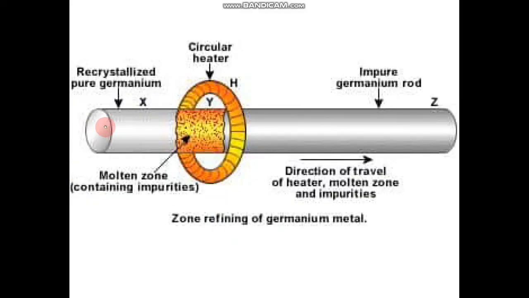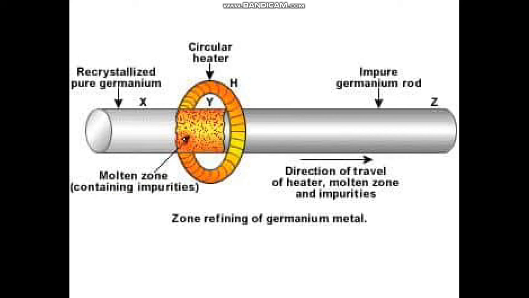The impure metal is taken in the form of this horizontal rod. You can see here the impure germanium rod written here, and you have this orange colour ring, which is the circular heater, and you're going to move this ring from one end to the other end. As I have already explained, the impurities are present in the molten one, that is the molten zone. This is the orange portion, which is the molten zone containing the impurities.